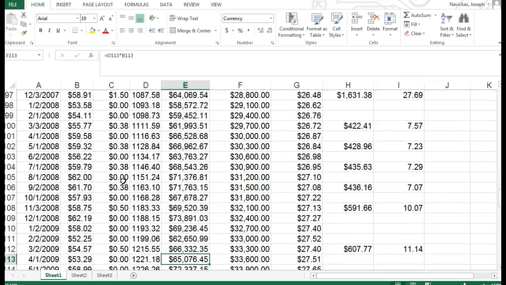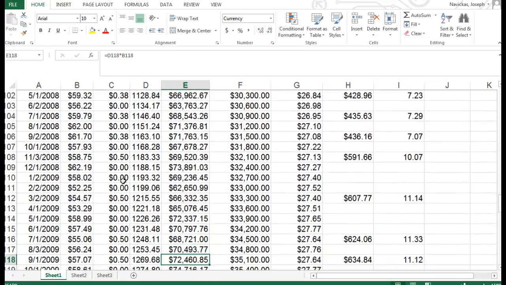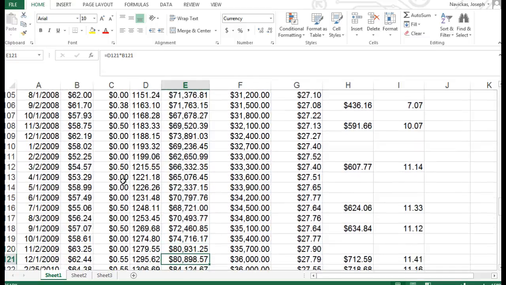So if we get to the end of the decade, the end of 2009, I invested a total of $36,000, and the value, according to the share price at $62.44, was $80,898.57. So that was an extremely profitable decade.